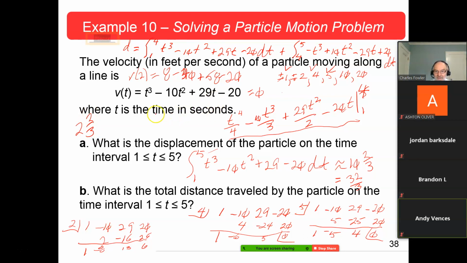Okay, now I'm going to do the other one. This will be a minus t to the 4th over 4 plus 10t cubed over 3 minus 29t squared over 2 plus 20t. We'll evaluate. Oh, I forgot to subtract my 1. Yeah, we're out of time. That was just the first part here at 4. We have to subtract it at 1, so you've got to go back and do that.